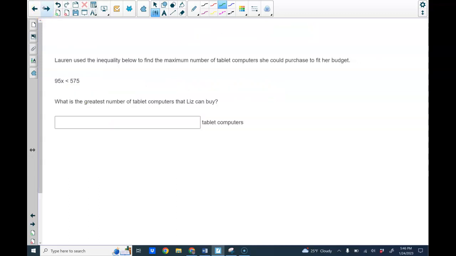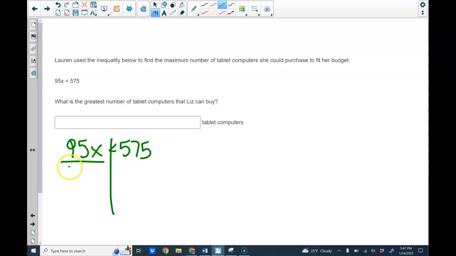Lauren used the inequality below to find the maximum number of tablet computers she can purchase to fit her budget. Okay, so 95x is less than or equal to 575. What is the greatest number of tablet computers Liz can buy? So she has $575, and each tablet computer costs $95. So we have to figure out how many she can buy here. So 95 times x has to be less than or equal to $575.